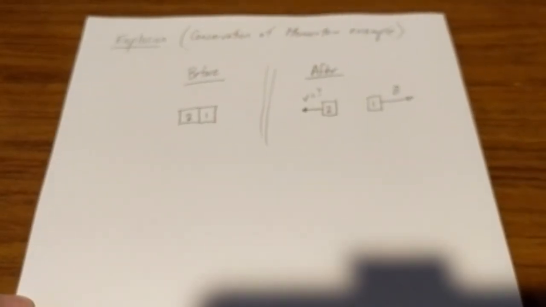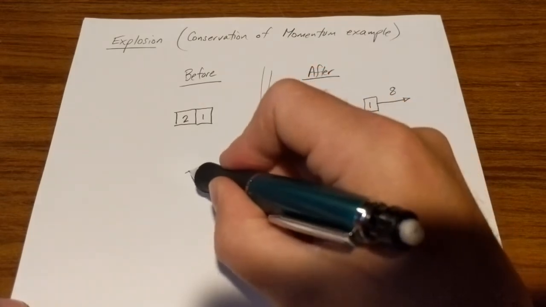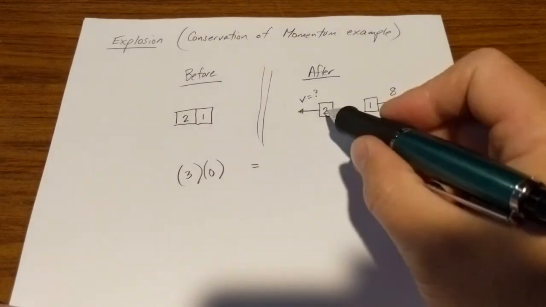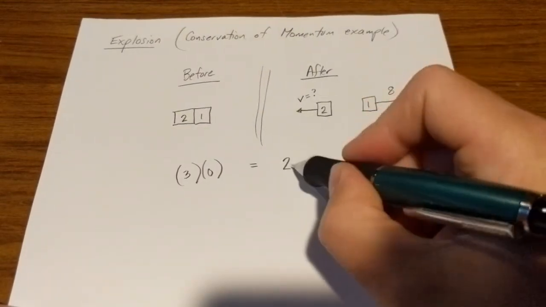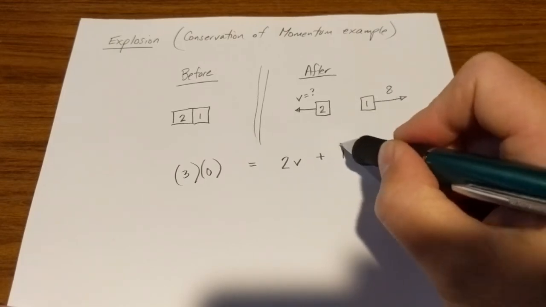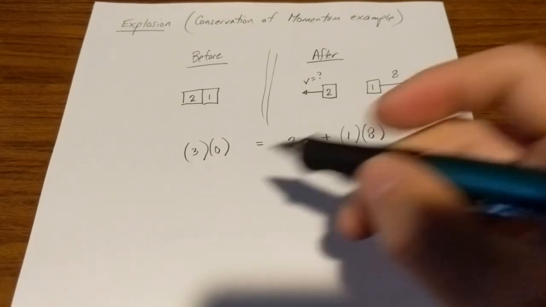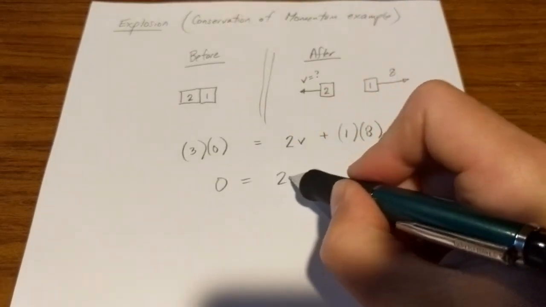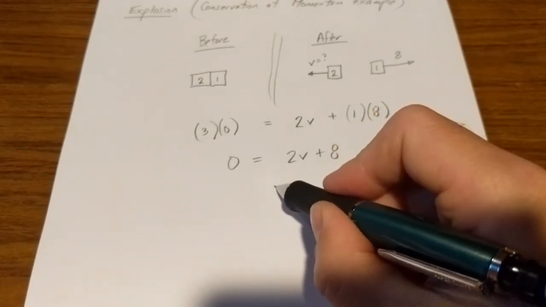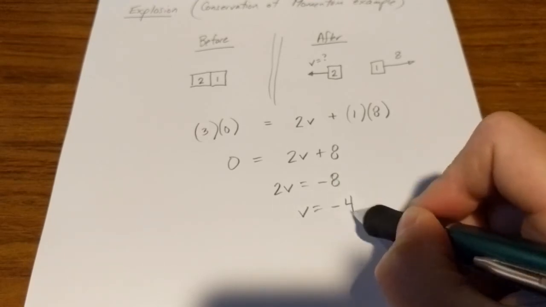Again, we can apply the conservation of momentum. In the before state, the mass is 3 and the velocity is 0. And in the after state, we have 2 times v plus 1 times 8. We end up with, in this explosion example, 0 equals 2v plus 8. If we subtract, we end up with 2v equals negative 8 and v equals negative 4.